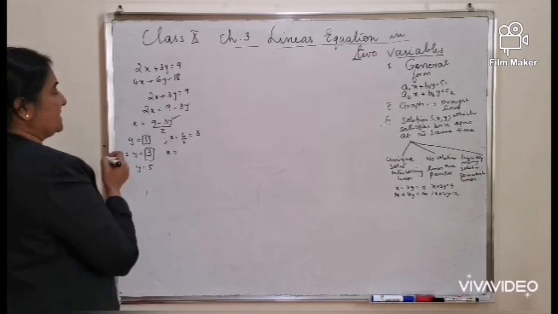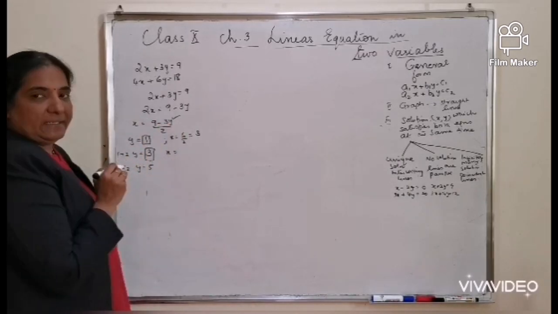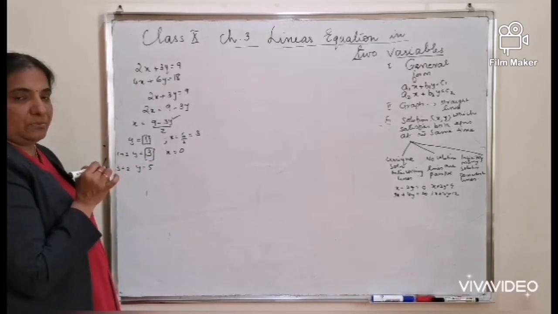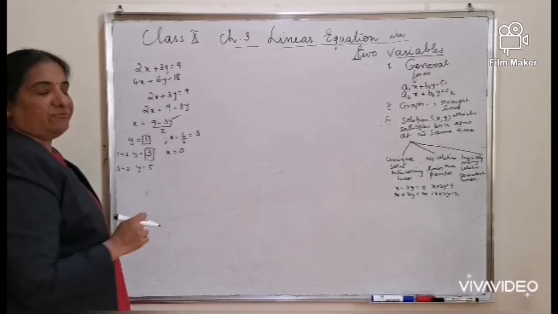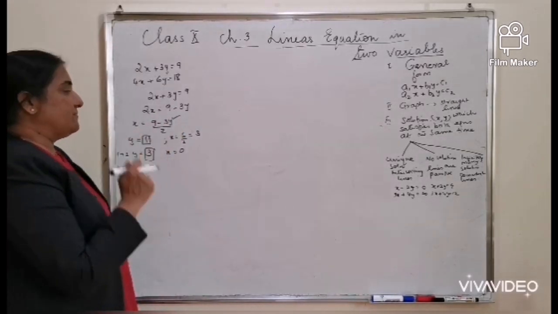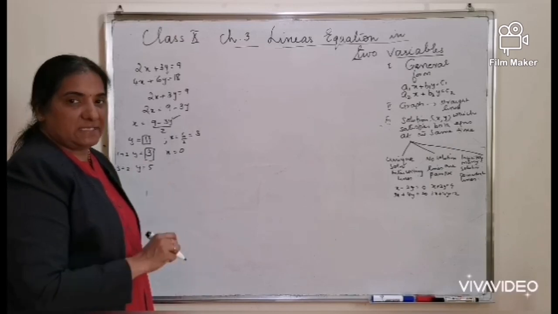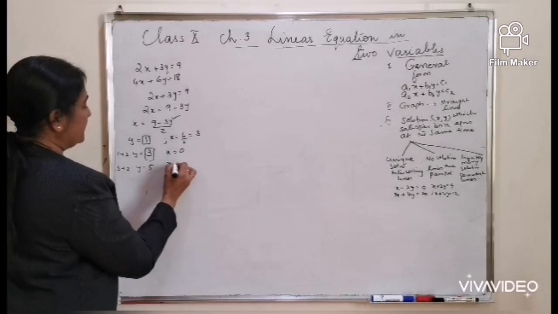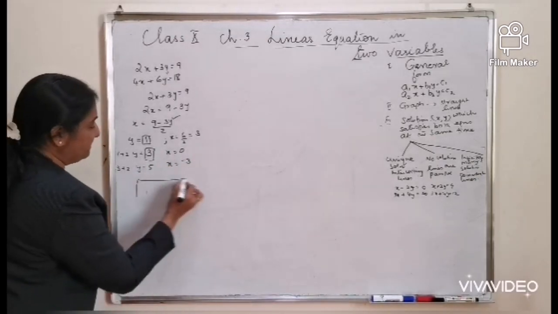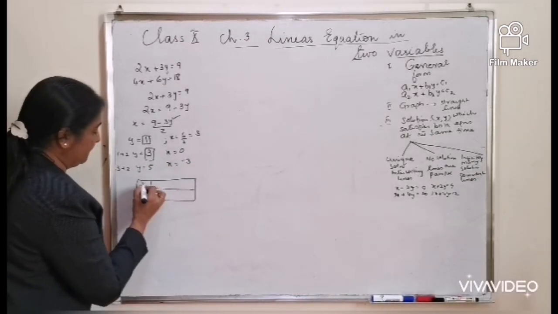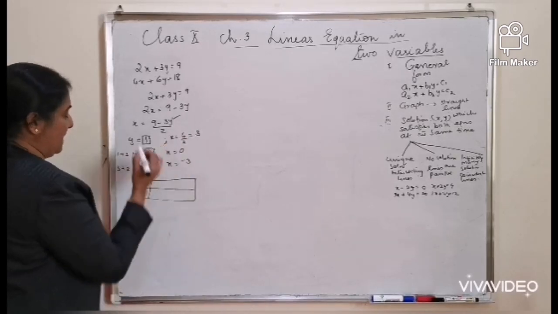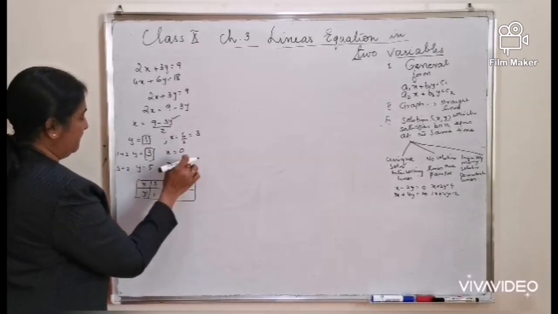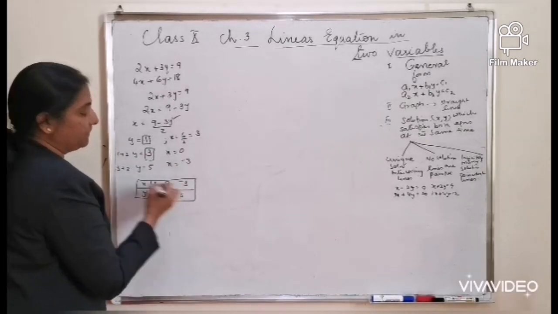The calculation: x is equal to, 3 3s are 9, 9 minus 9 is 0, so the value of x is equal to 0. 3 5s are 15, 9 minus 15 is minus 6, minus 6 by 2 is minus 3. X is equal to minus 3. Thus the points are x, y: 3, 1; 0, 3; minus 3, 5.